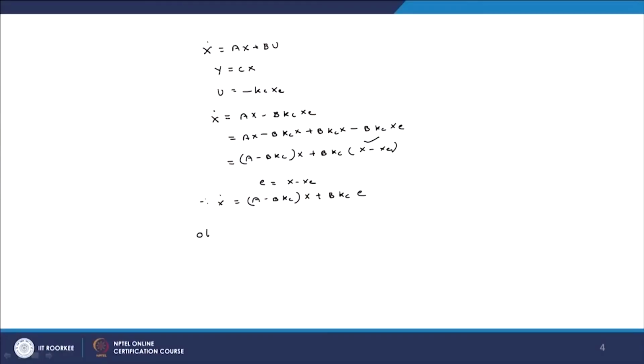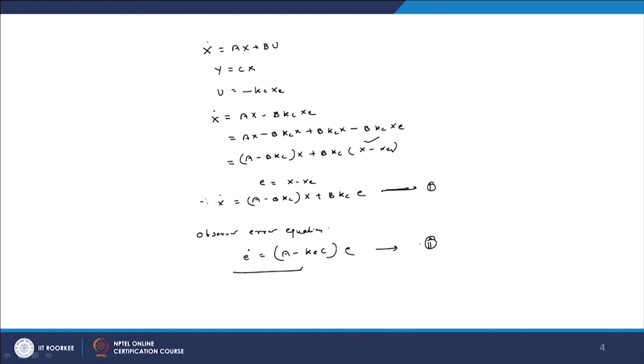Last time we have also determined the error equation. So, the observer error equation is E dot equal to A minus KC into E. This is the error equation. So, now we have the equation for x dot, and we have the observer error equation E dot, equation 2.